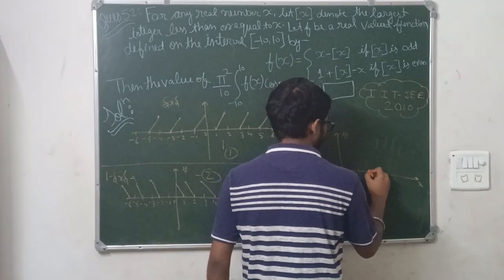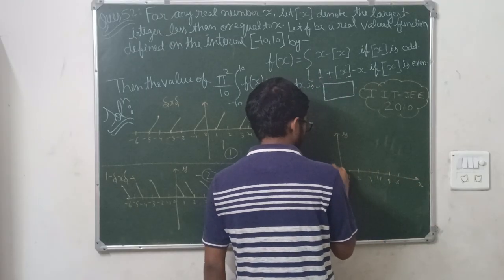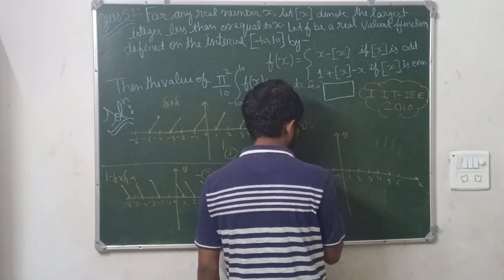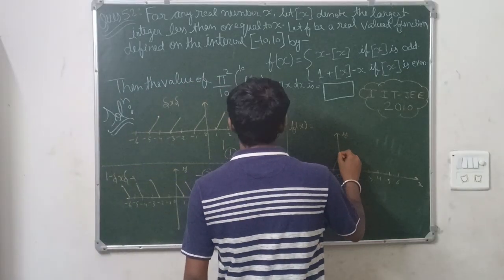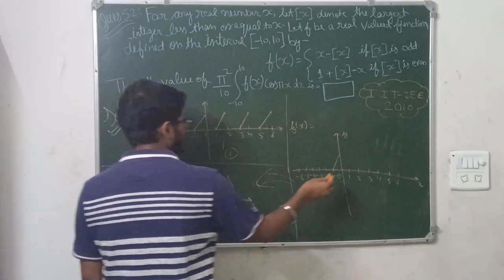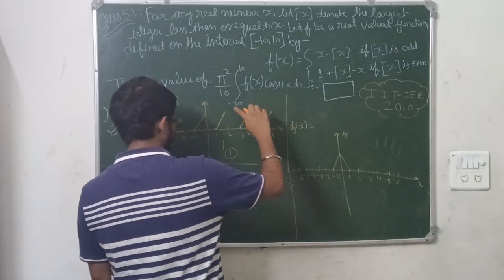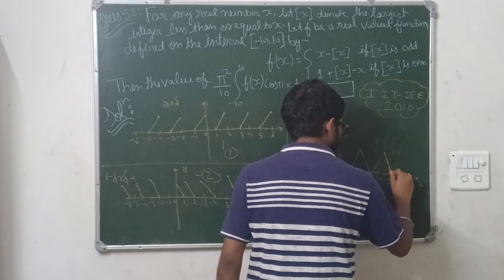0, 1, 2, 3, 4, 5, 6, minus 1, minus 2, minus 3, minus 4, minus 5, minus 6. Okay, this will look like this. This is like this. So this whole graph will be added. So it is like this. Okay, and now 1, 2, 3. So it will go like this and it will go like this.